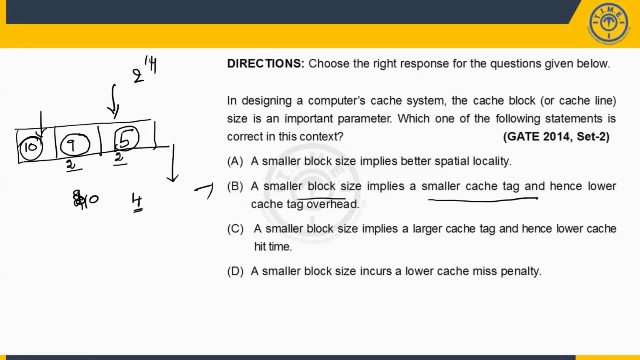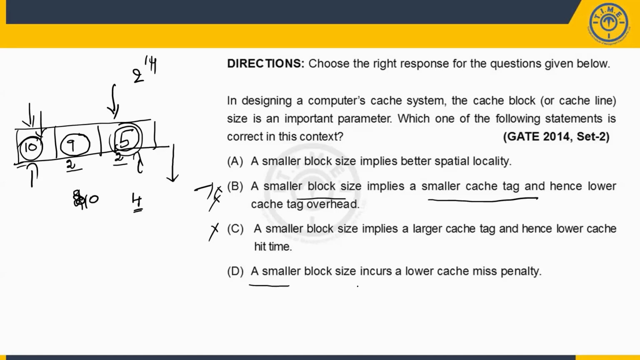But here he is asserting that when there is a change in the block size, the tag will also get affected. So option B will be ruled out. It is stating that a smaller block size implies a smaller cache tag. He is trying to relate these two. Size of the block doesn't have any effect on the tag. So option B will be ruled out. Option C obviously will be ruled out because it also is asserting that the size of the block has an effect on the tag. No, size of the block doesn't have an effect on the tag. I hope I made my point clear.